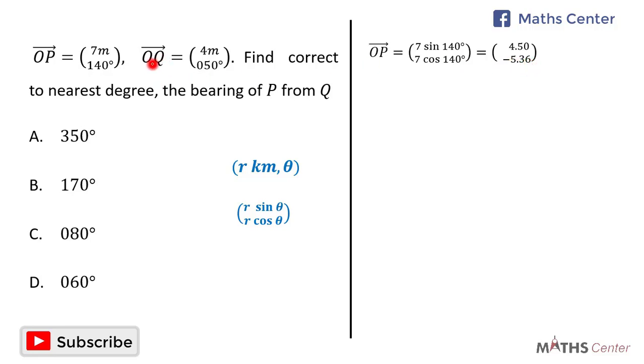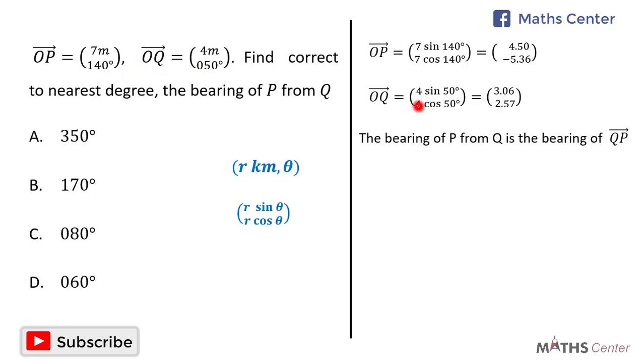We will do the same thing for vector OQ. So when we convert vector OQ to the component form, the x component will be 4 sine 50 degrees, and then the y component will be 4 cos 50 degrees. 4 sine 50 degrees will give us 3.06, and 4 cos 50 degrees will give us 2.57. So we have converted vector OP and vector OQ from the magnitude bearing form to the component form.